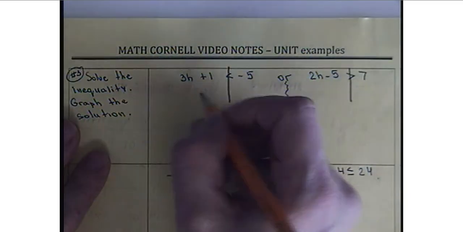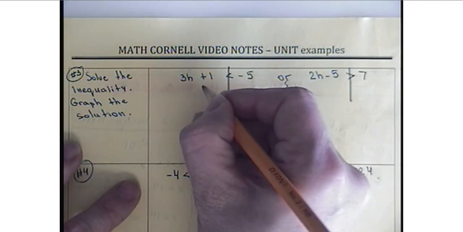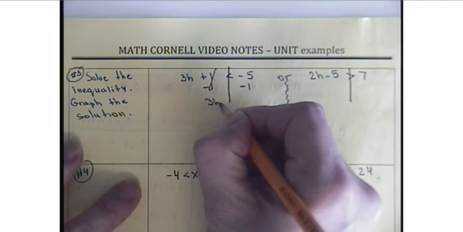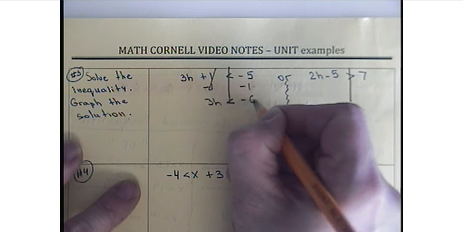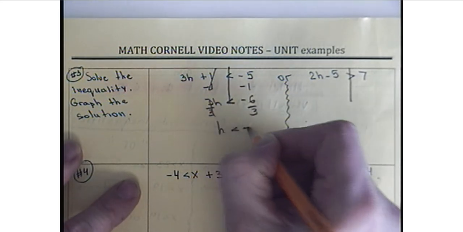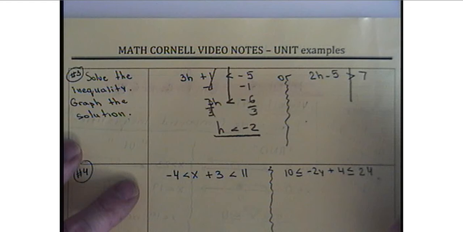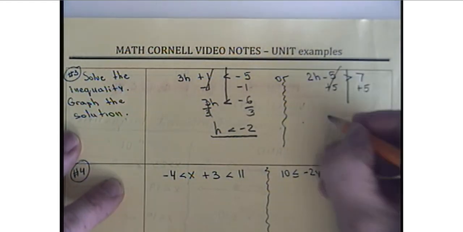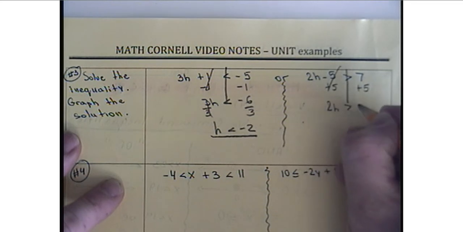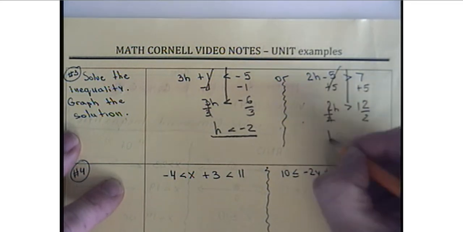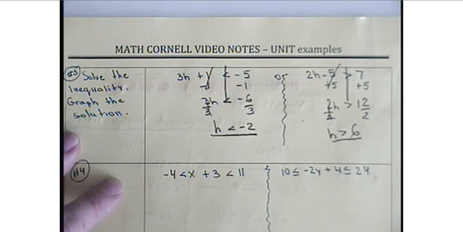So first one, 3h plus 1 less than negative 5, minus 1 on each side. 3h is less than negative 6, divide by 3. So h is less than negative 2 will be the first solution. And then we're going to add 5 to both sides. 2h greater than 12. We'll divide by 2, so h is greater than 6 is the second solution.